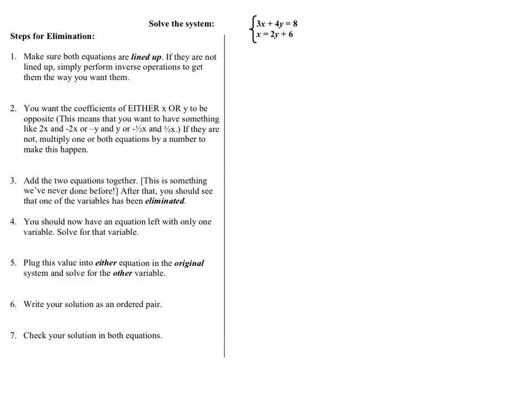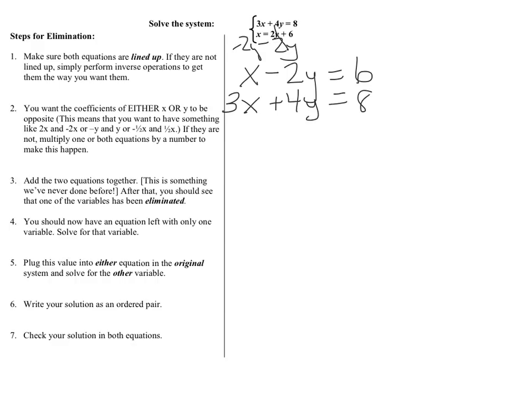All right, so if you can see here, there are all of the steps for how to do elimination. So I'm going to walk you through it. The first one, make sure both equations are lined up. And if they're not, we're going to line them up. So if you look at this, they're not lined up. I personally think it's going to be easier to move the 2y over to the left and make it negative 2y. So I'm going to subtract 2y from both sides, cancels out, so I'm going to have x minus 2y equals 6. And then I'm going to rewrite the top one right underneath it. So I'm going to make it 3x plus 4y equals 8.